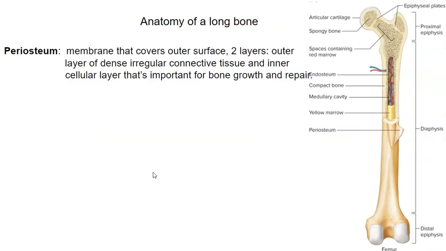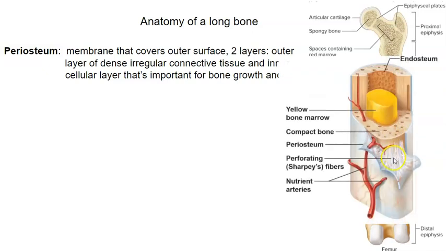Now let's look at the periosteum. The periosteum is a membrane that covers the outer surface of a bone. It's got two layers. It's got an outer layer of dense, irregular connective tissue, and then an inner cellular layer that plays an important role in bone growth and repair. So this artist has attempted to show these fibers right here. Remember, it's fibrous, and there's also a cellular layer just deep to that fibrous layer that plays an important role in bone growth.